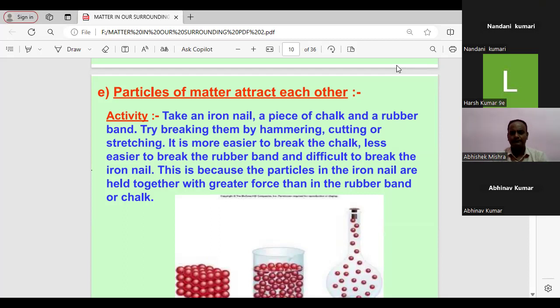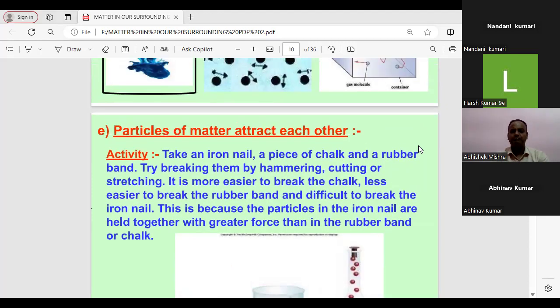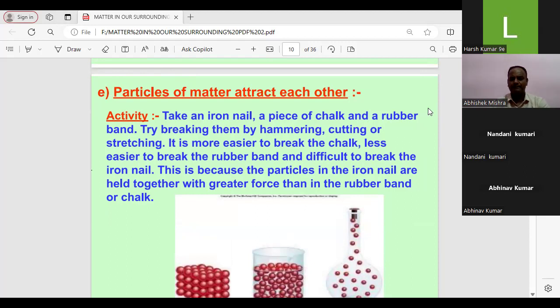Sir, because solids have high density and their particles do not have spaces between them. Yes, they are tightly packed and it is very difficult for them to break. Okay, good, Nandini. So this activity definitely proves that the particles of matter are attracting each other. If it is a solid, the attraction is maximum. If it is liquid, attraction is less than the solid. And if it is gas, the attraction is least.